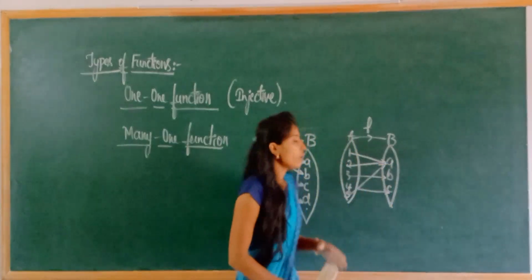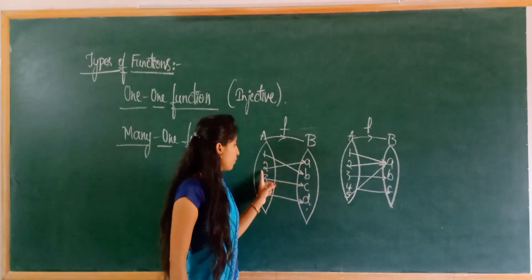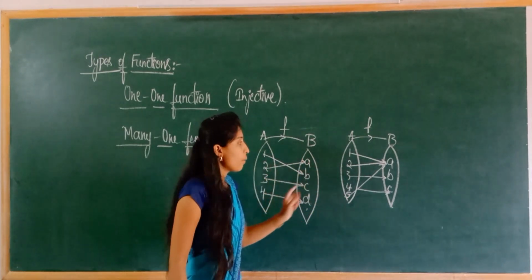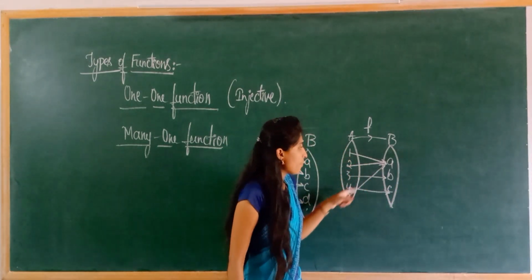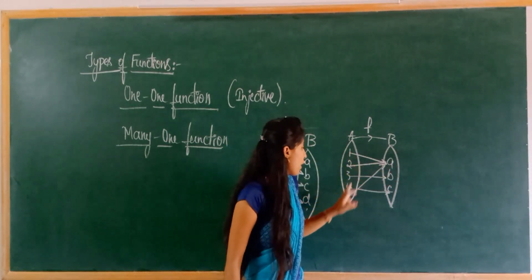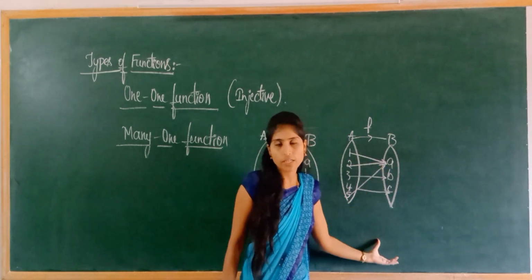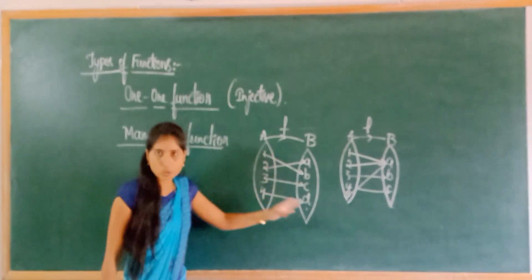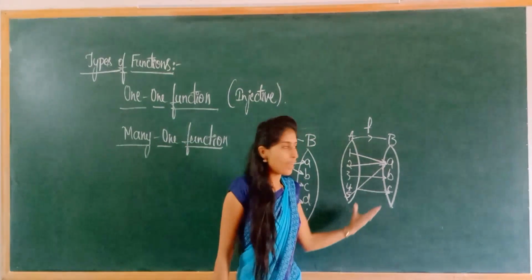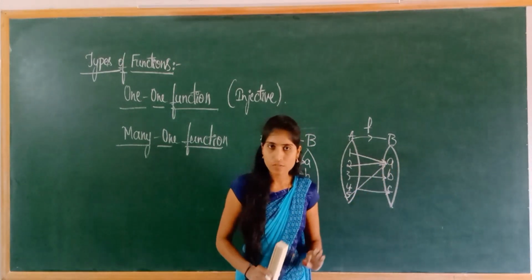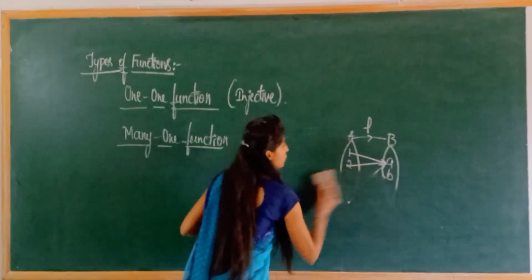See, in one-one function, one element is related to only one image. But in many-one function, more than one element having the same image. See here 1, 2 and 5 are related to the same image, that is A. That is many-one function. But here one element related to one image, that is one-one function. More than one element having the same image, that is called many-one function. Okay. Then next we see onto function.